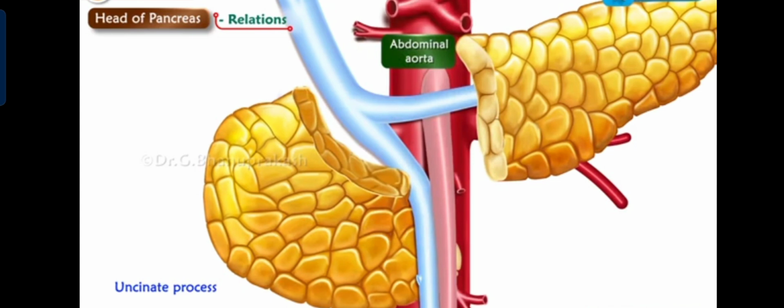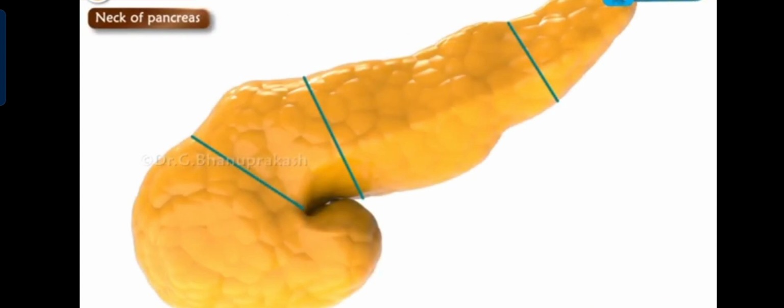So this is what you need to know about the relations of the head of the pancreas to the adjacent organs. Now we will continue with the neck in the next lecture.